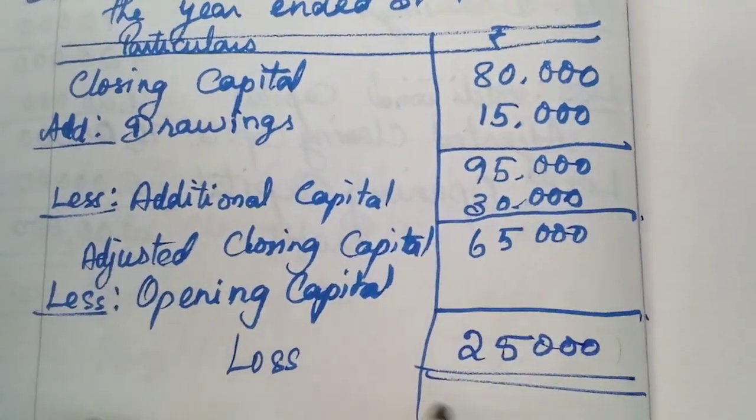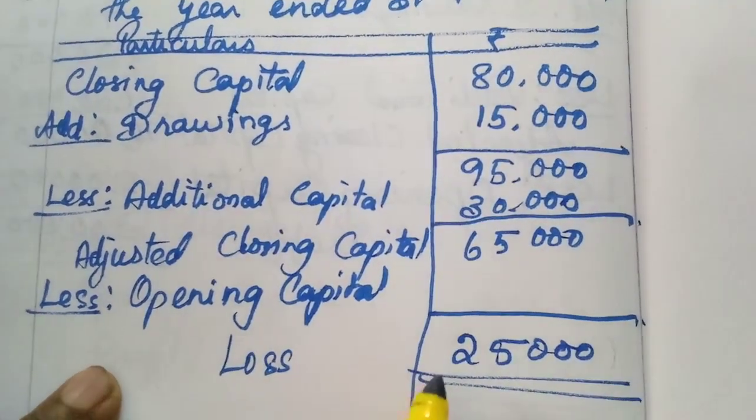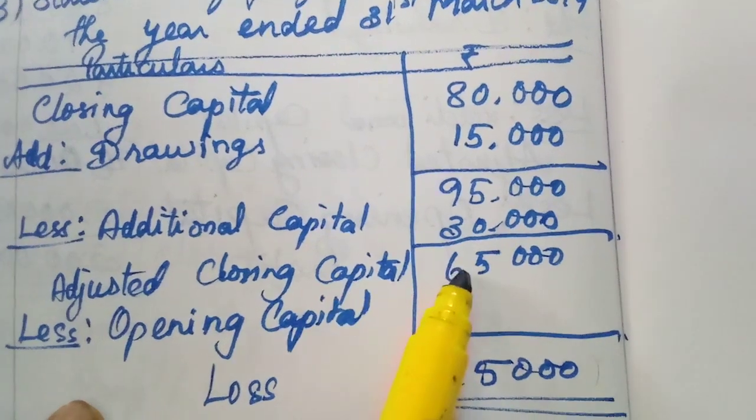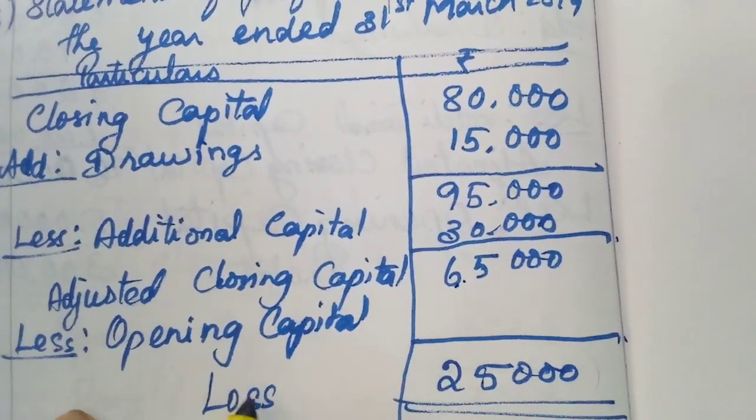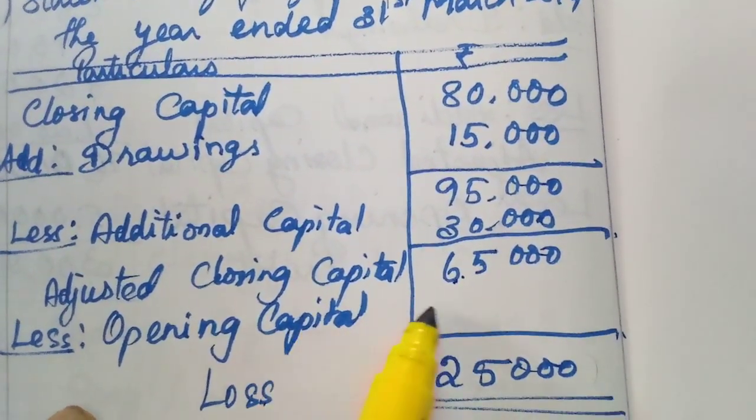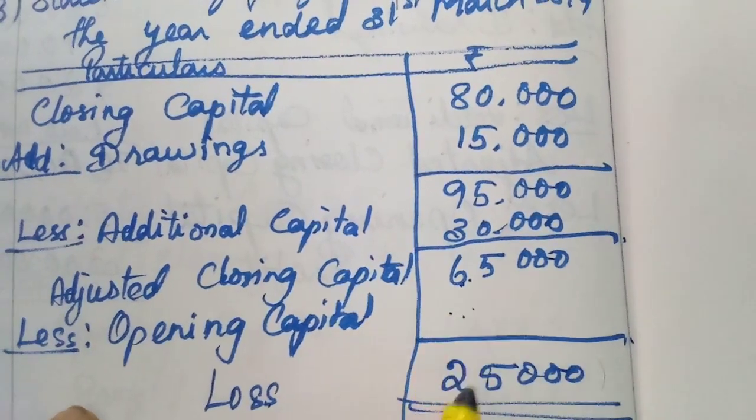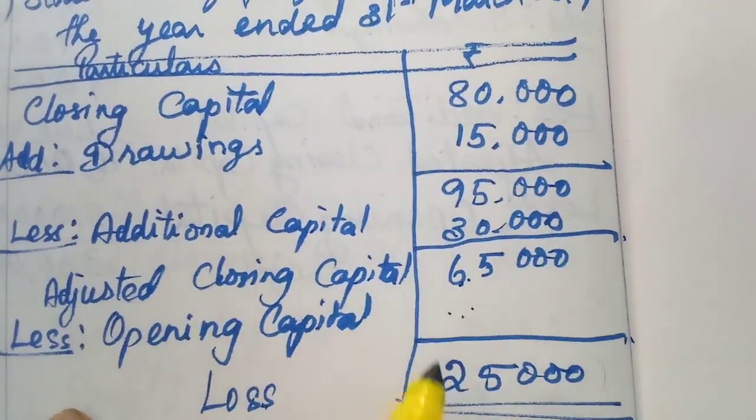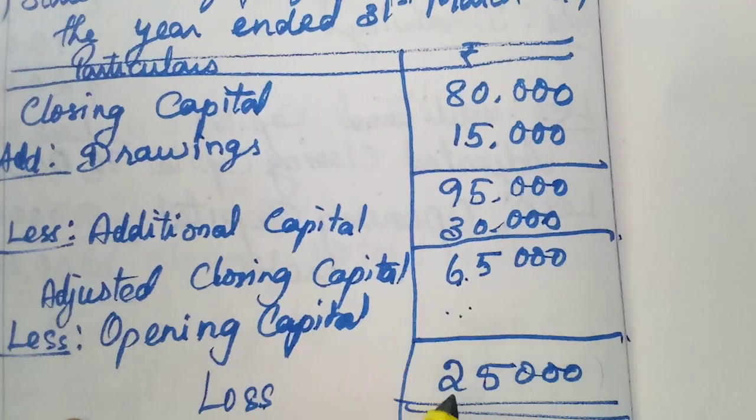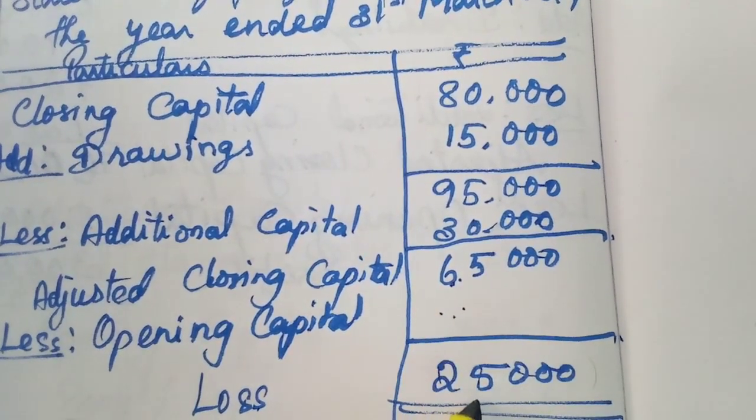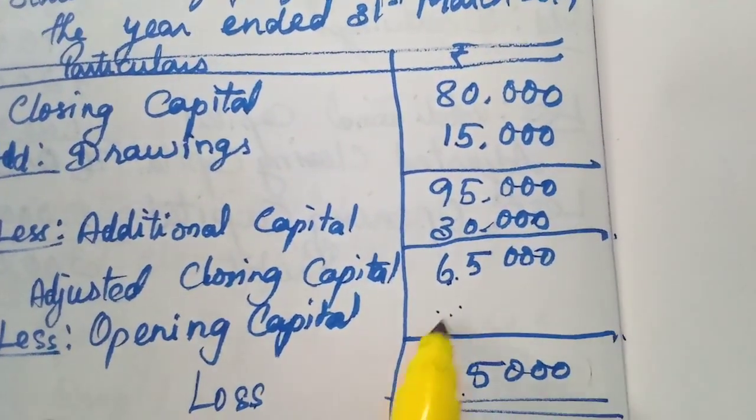Loss. So I told you for profit the closing capital will be more. For loss the opening capital will be more. So to get more amount, what we have to do? We have to add these two amounts. So what we will get? 65,000 plus 25,000, 90,000.